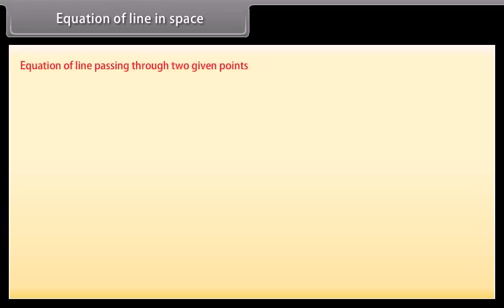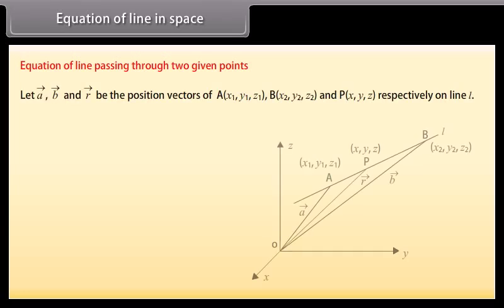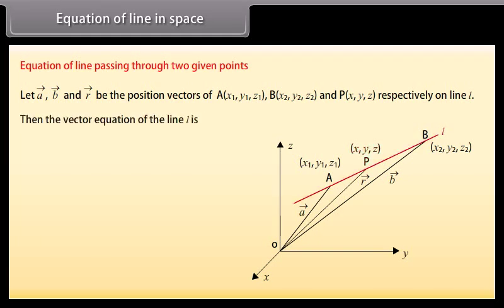Equation of a line in space. Equation of a line passing through two given points. Let vectors a, b and r be the position vectors of A (x1, y1, z1), B (x2, y2, z2) and P (x, y, z) respectively on line L. Then the vector equation of the line L is vector r equals vector a plus lambda times (vector b minus vector a), where lambda belongs to the real numbers.